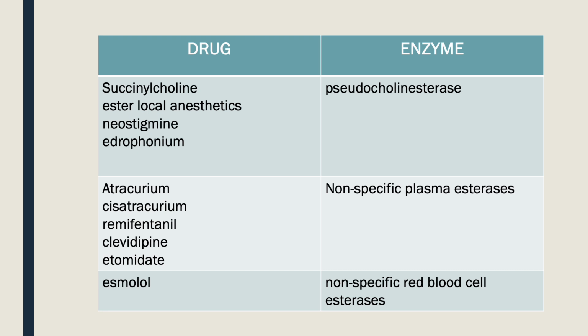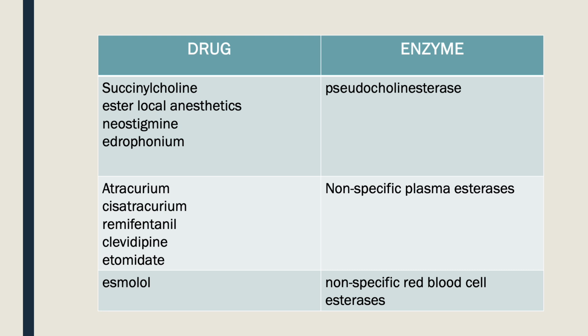Now, our non-specific plasma esterases. We haven't talked about them in depth, but atracurium and cisatracurium, remifentanil, clevidipine, and etomidate are all metabolized by non-specific plasma esterases. These are esterases that are floating around in our plasma, which do not require the specialized enzymatic process from the liver. This allows for metabolism of these drugs even in patients with hepatic dysfunction. Remifentanil is unique because it has that ultra-short half-life, and that's because of that rapid metabolism.